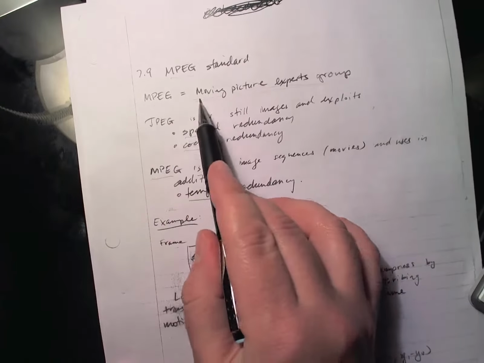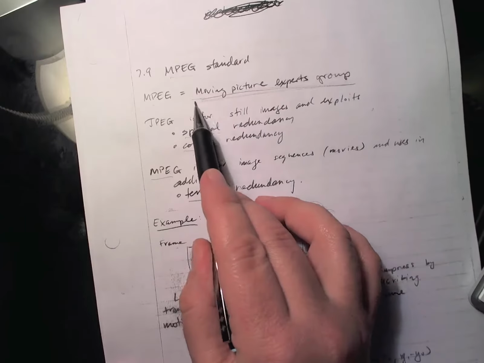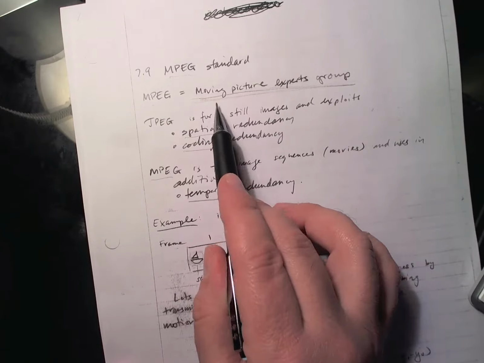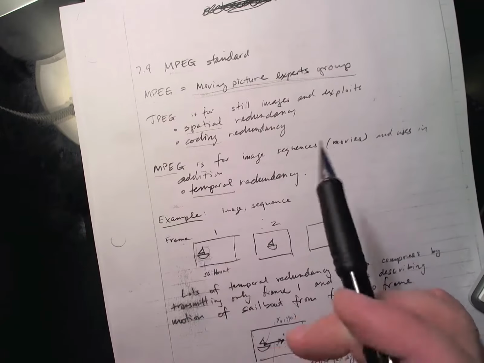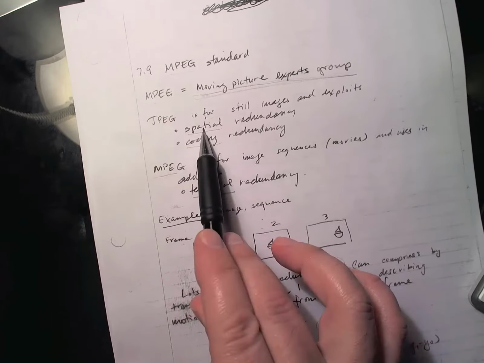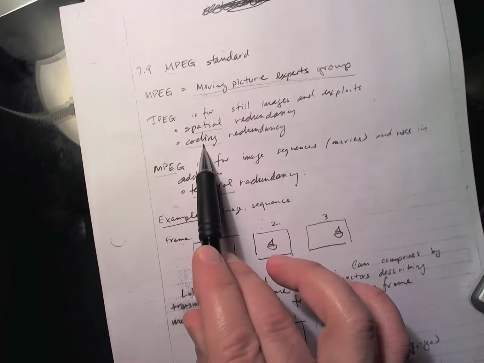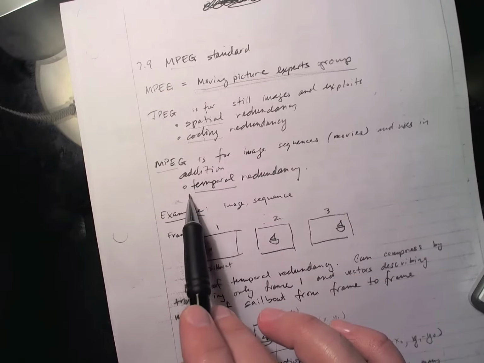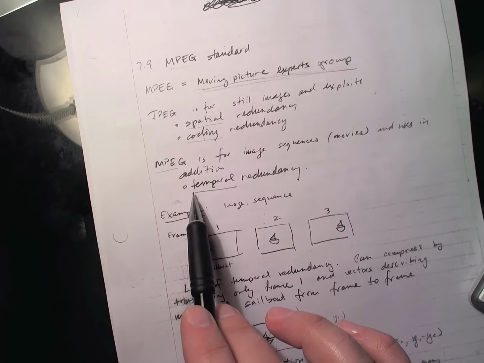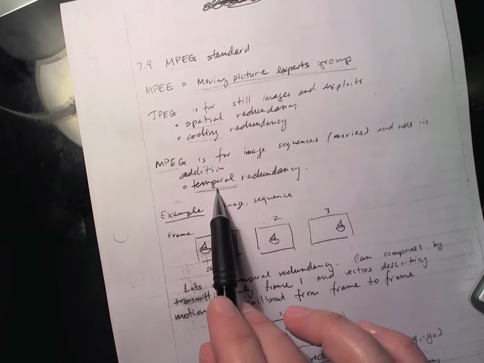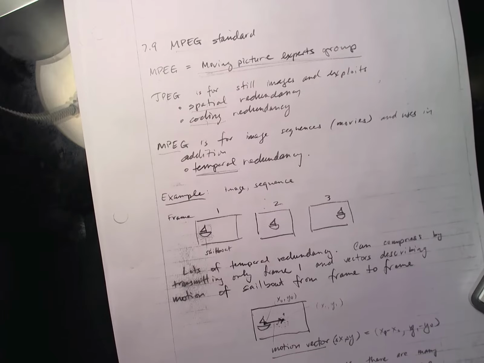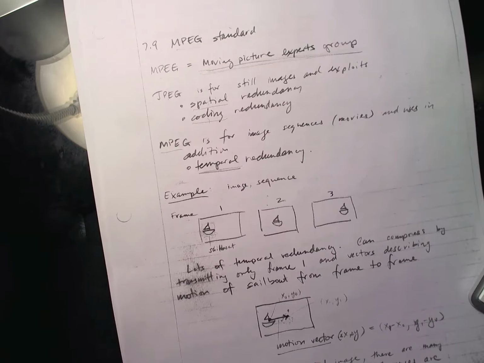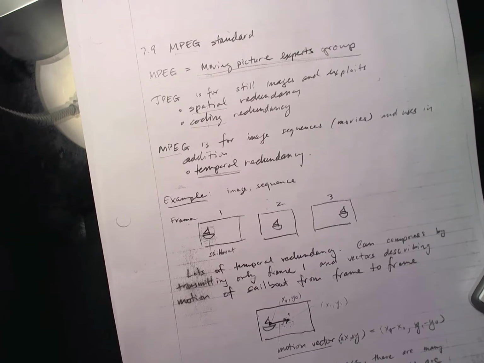Okay, so MPEG stands for a different committee, Moving Picture Experts Group. So this is for movies. So this is a way of compressing videos. JPEG used spatial redundancy and coding redundancy. Because we have movies here, now we can also use temporal redundancy. So from one frame of the video to another, there may be very little change or very simple changes, and so we don't have to communicate every frame of the movie.